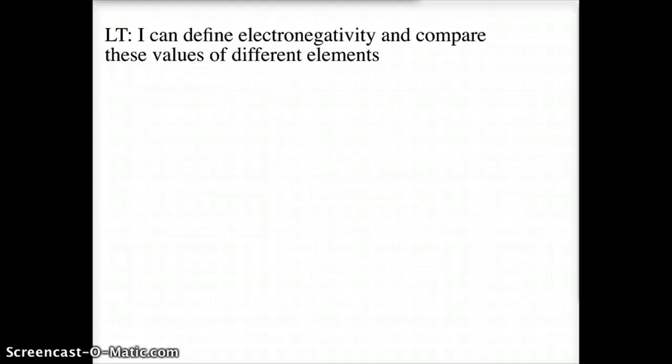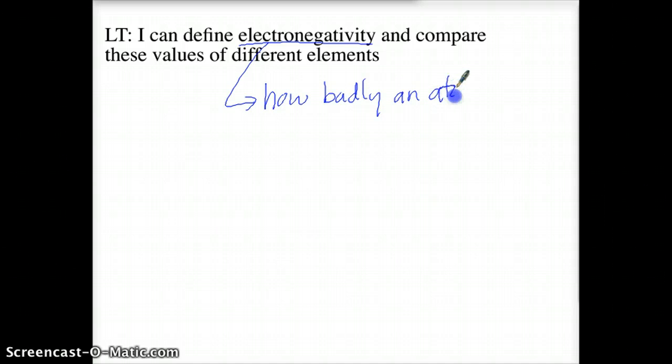So this learning target says I can define electronegativity and compare these values of different elements. So first thing, we need to be able to define this term, electronegativity. So what does this actually mean? If we measure the electronegativity of an element, we are measuring how badly an atom wants to gain electrons.